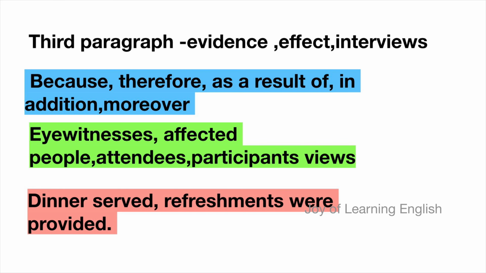In the third paragraph, you have to provide evidence. If the second paragraph was about cause, then the third paragraph will tell us about the effect. A good reporter will always interview people. So it can be about what the people told the reporter. If it's effect, then you have to use words like because, therefore, as a result of.